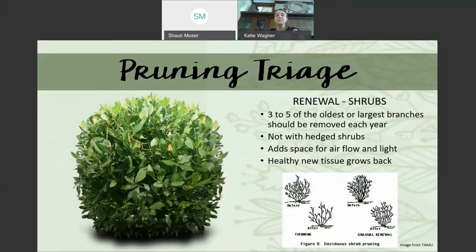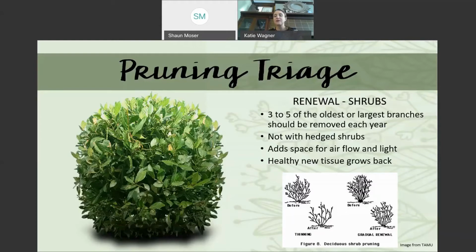Okay, couple different strategies here. And this kind of gets into the question that we had before about size reduction, maybe of a plant that's gotten a little bit too big. This is a type of pruning called renewal pruning. We do this in multi-stemmed shrubs, especially with overgrown shrubs. And this is where we're going in and we're removing the oldest and the largest, and by largest I mean the ones with the largest diameter branches each year.